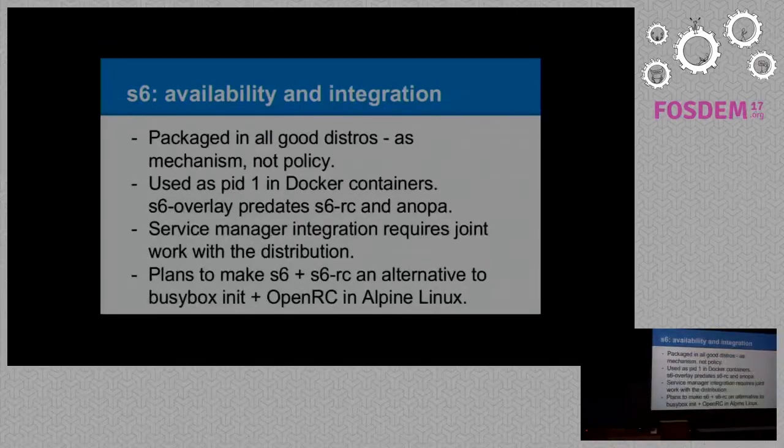S6 is used today as PID1 in a lot of Docker containers, especially with the S6 overlay package, which was made to help you use S6 svscan, which is the root of the supervision tree for S6, as PID1 in your container. The service manager integration with the distribution requires support and joint work with the distribution. So that is what we are doing now, and we are going to do in the foreseeable future. There are plans to make S6 and S6RC an alternative to BusyBox Init plus OpenRC in the Alpine Linux distribution.